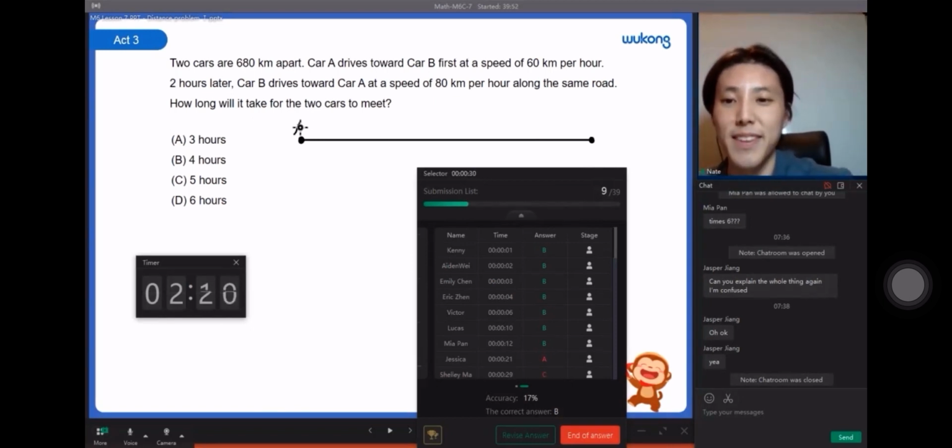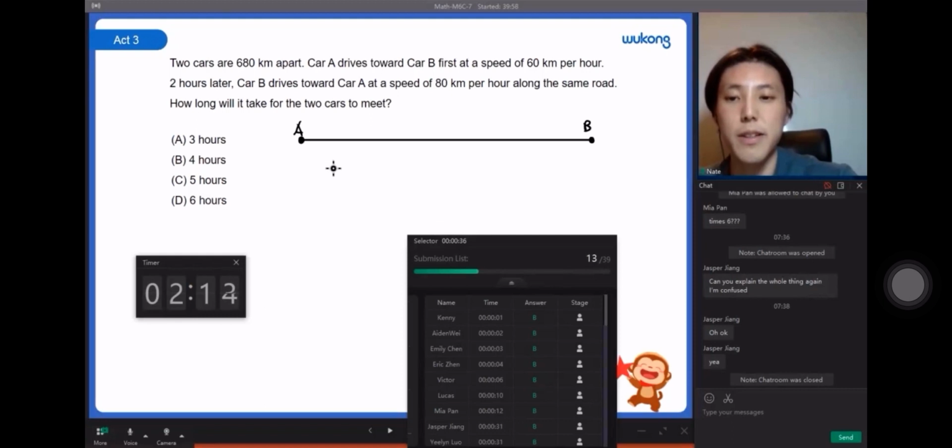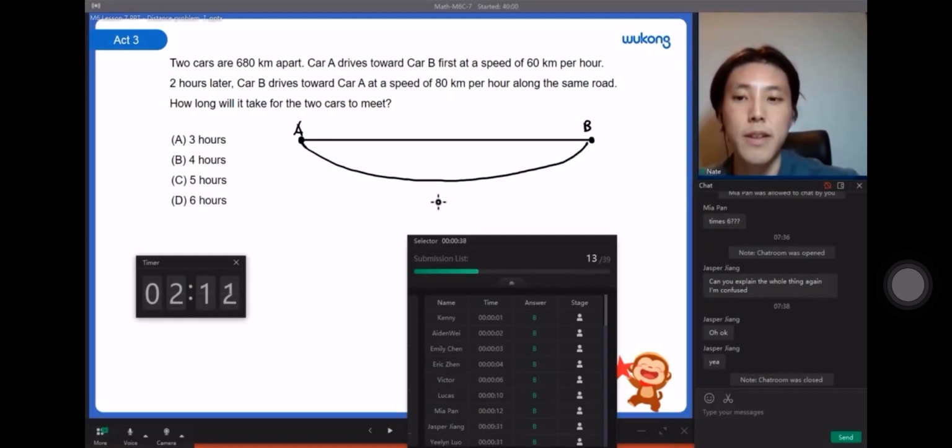A, B. They are 680 kilometers apart. A is traveling at 80 kilometers per hour. Oh, you know what?